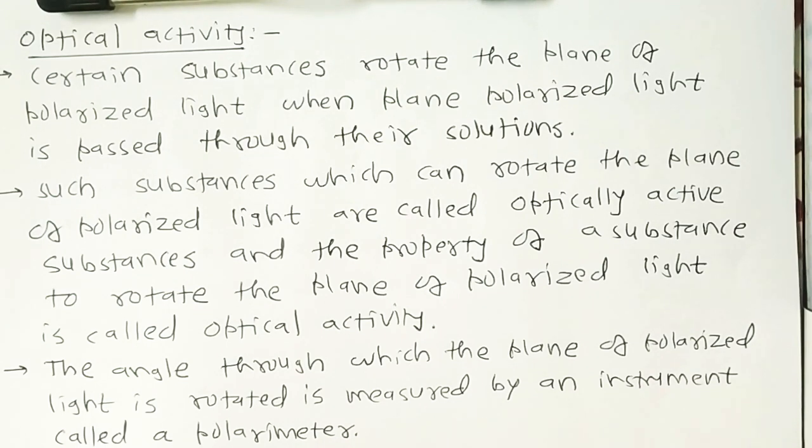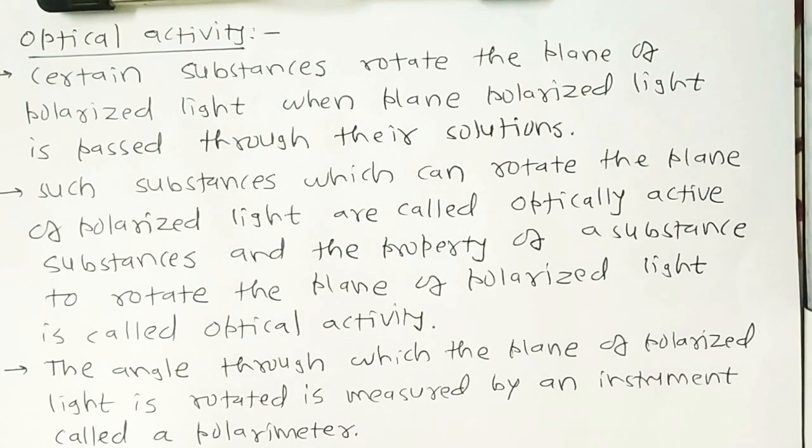For example, if I have a certain compound and I pass plane polarized light through it, and it rotates the plane of this light, it means that our compound is an optically active compound. Such a substance which can rotate the plane of polarized light is called an optically active substance, and this property of rotating the plane of polarized light is called optical activity.